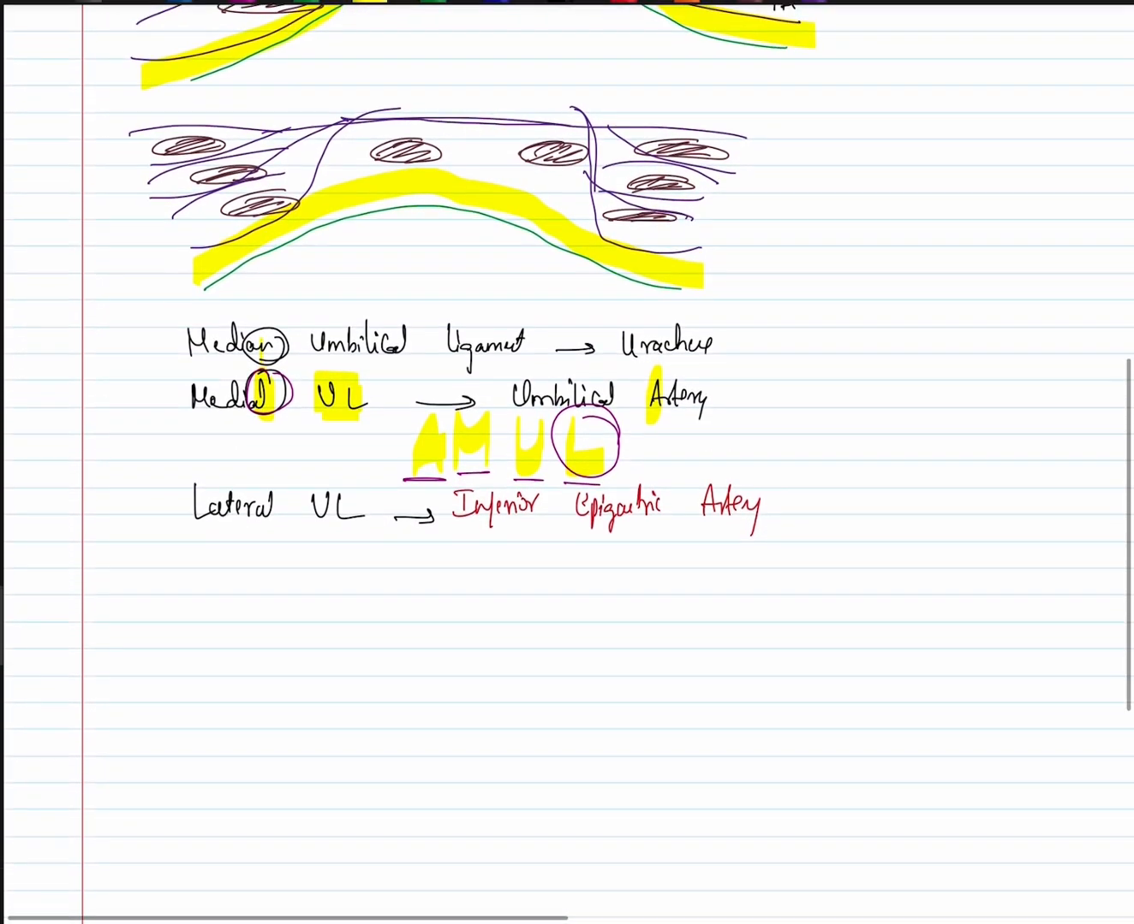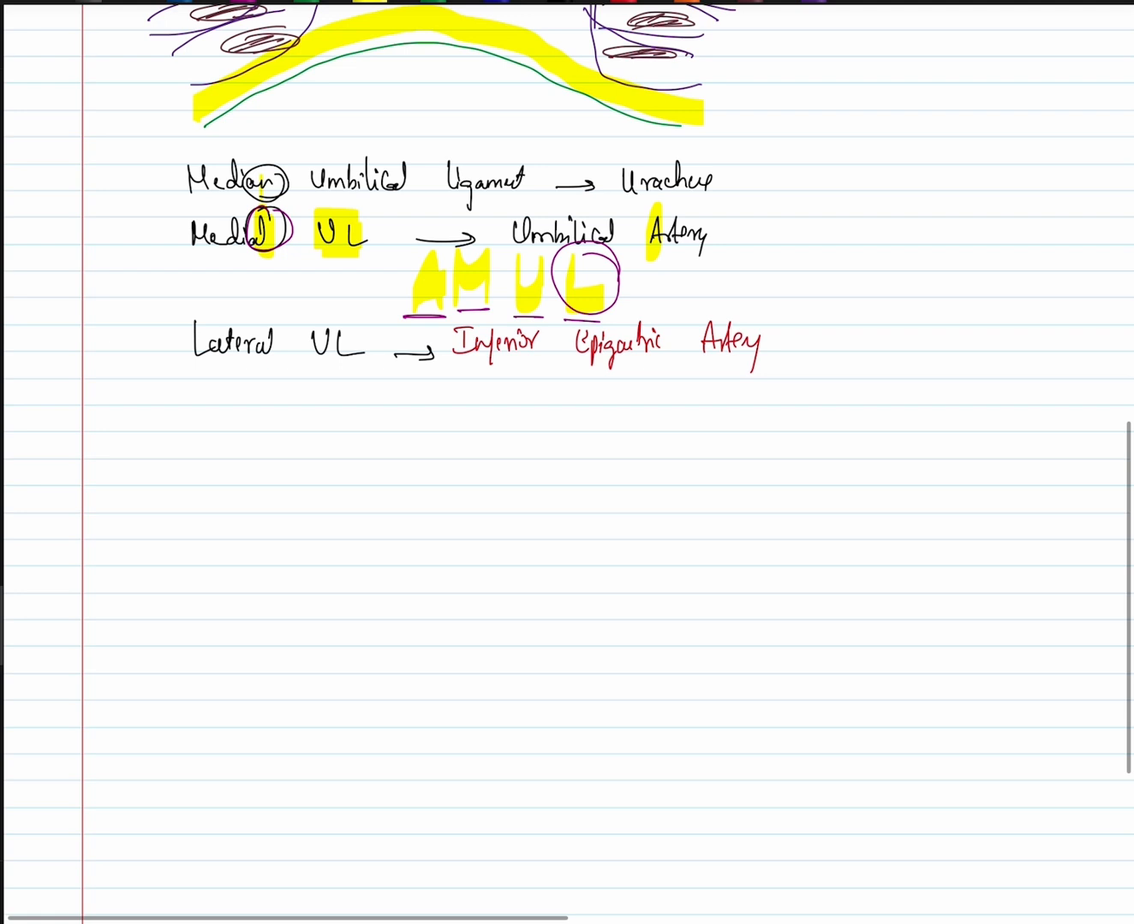These are the important structures when you are cutting through. So in the next video I will talk about the inguinal canal, nerve supply, arterial supply of the anterior abdominal wall and all. Okay.